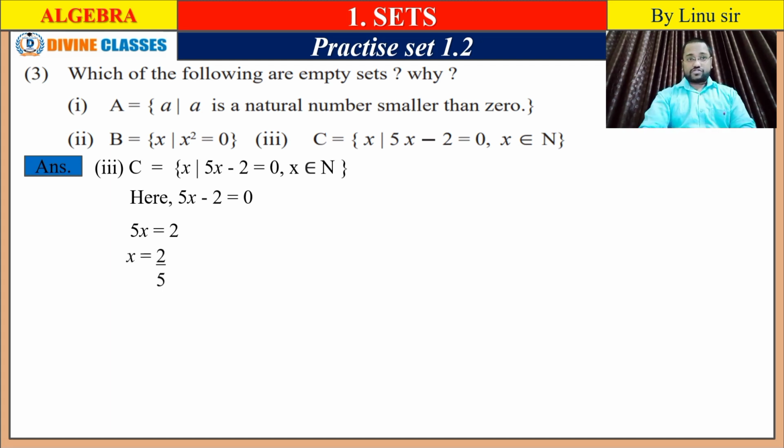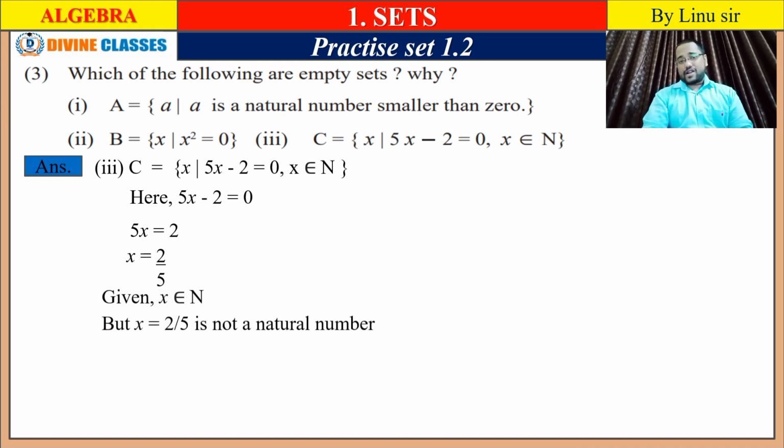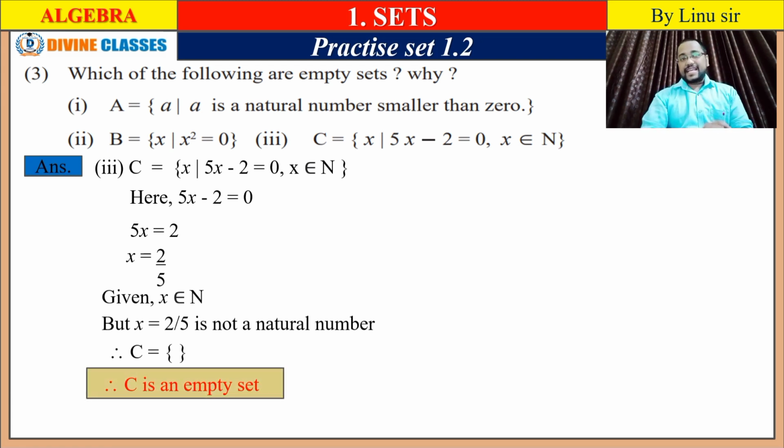But see the question again, it says X belongs to natural numbers, right or not? And we know that in natural numbers 2 upon 5 doesn't come. Therefore X is equal to 2 upon 5 is not a natural number. Yes or no? Therefore C is equal to an empty set with no elements in it. So the final answer is C is an empty set.